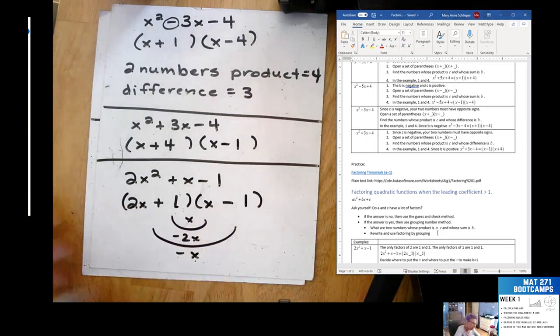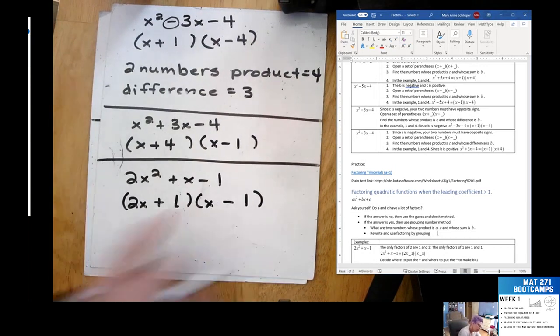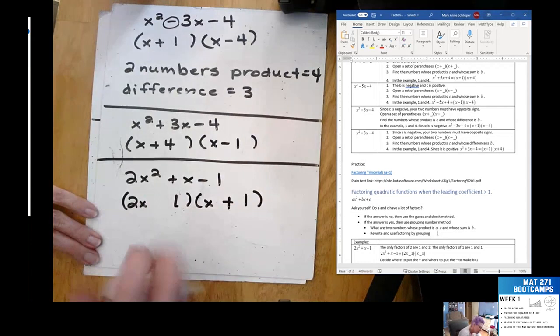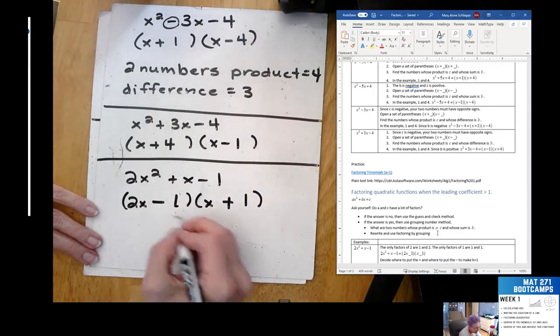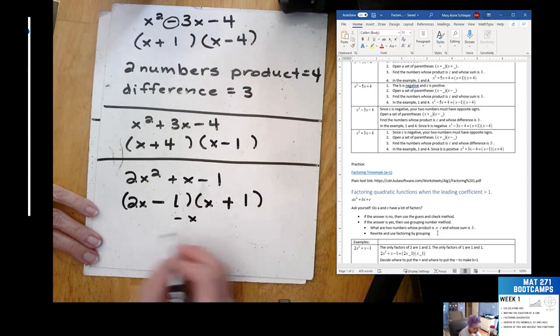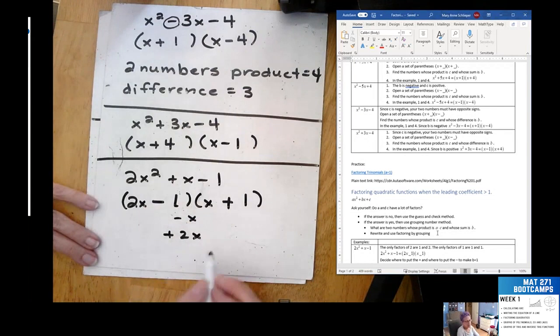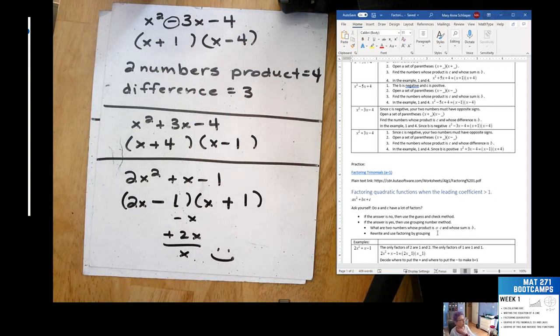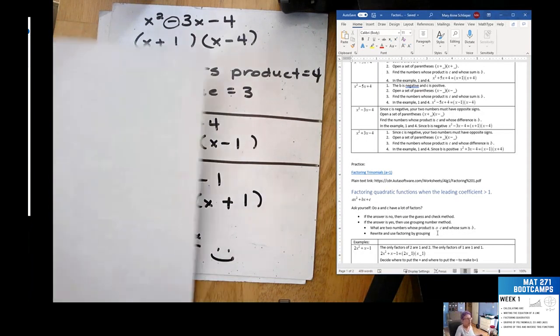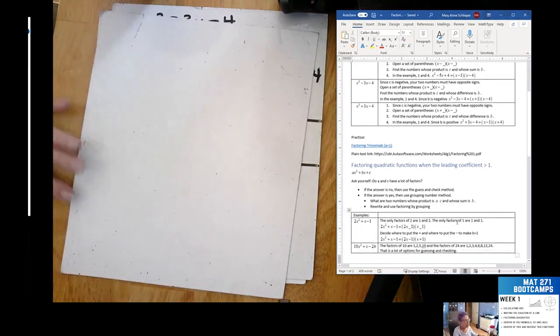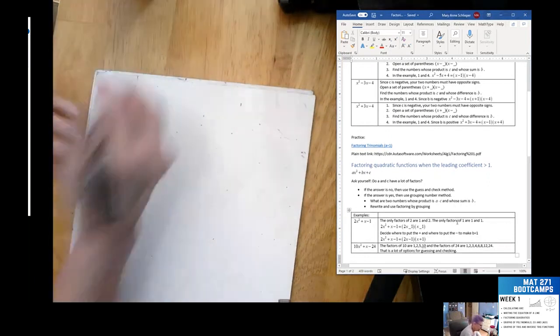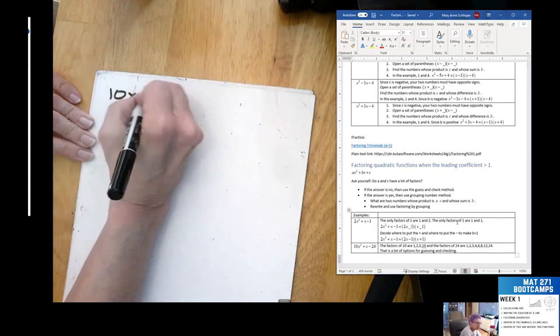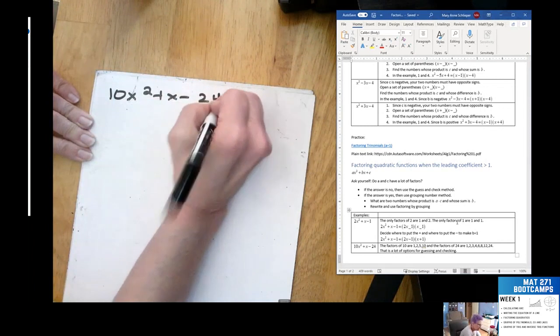That's not what I want. So I erase that. I change that minus to a plus, that plus to a minus, and I always check it again. I have minus x, I have plus 2x, and that does indeed give me exactly what I want. So guessing and checking. But what if I have something that's not so friendly, like 10x squared plus x minus 24.